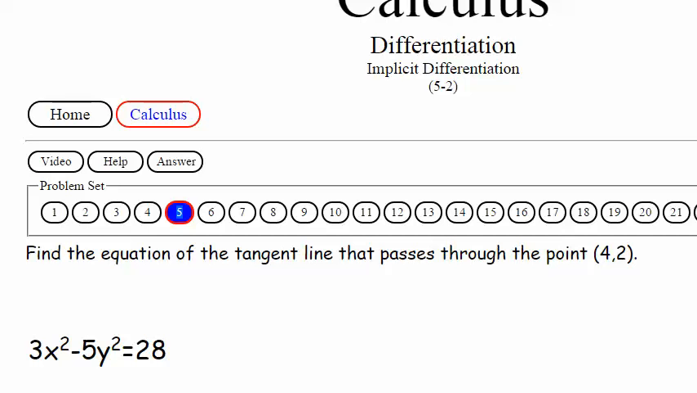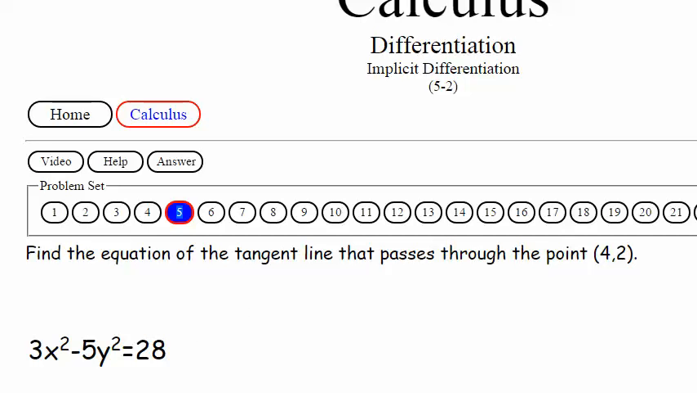It's equal to 28, and we're at the point (4, 2). Alright, what are we doing? Actually, we want to find the equation of the tangent line that passes through the point (4, 2). And of course, the point (4, 2) is on this curve right here. Alright, let's keep that in mind.